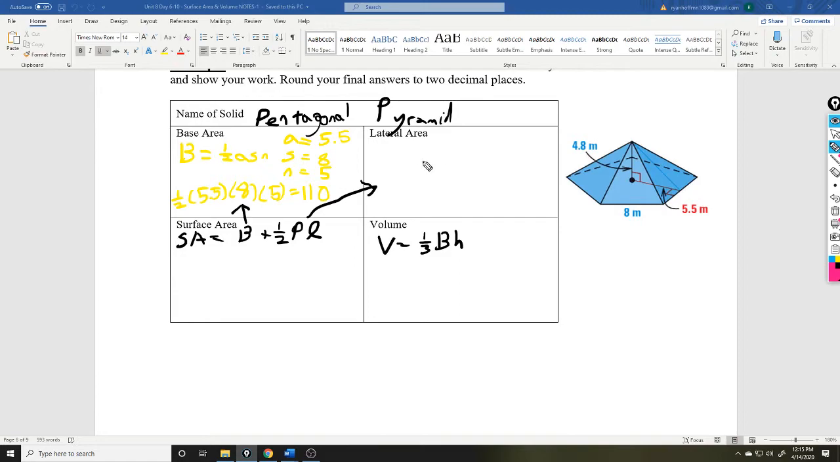Lateral area. This is where it gets a little bit trickier because it's this part of the formula: 1/2 the perimeter times the slant height. Well, perimeter's not too bad. We know how to find perimeter. We add up all the sides, and all the sides are 8. So 8 plus 8 plus 8. There's 5 sides, so we need 5 of these. And that is 40.